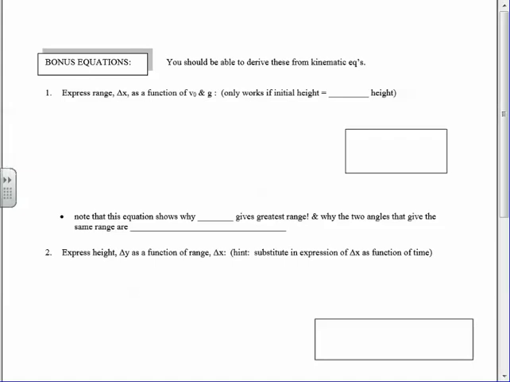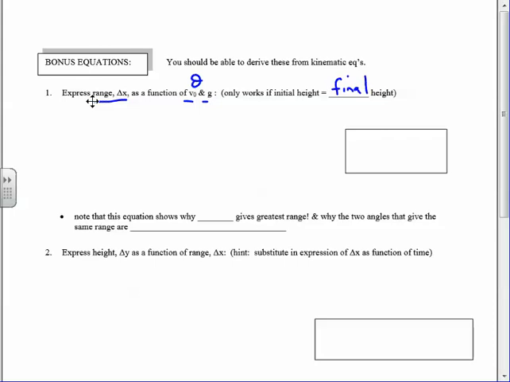So we're going to develop this equation, which is fairly straightforward, and also involves little trig identities that you may have forgotten. So our goal in this first problem is to express range delta x as a function of our initial speed, that's a given, g, which we know, and let's add to that theta, the angle at which we launch it. So we're not going to do it as a function of time. We want to get rid of that. And this only works if our initial height is equal to our final height. So that's an important stipulation. Okay, so where do we start?